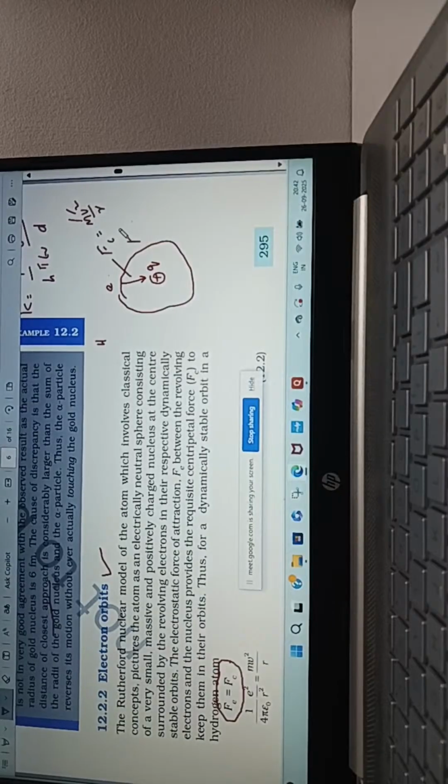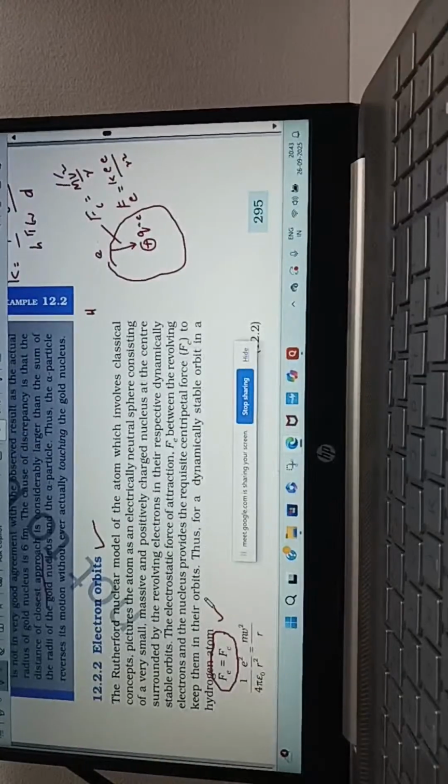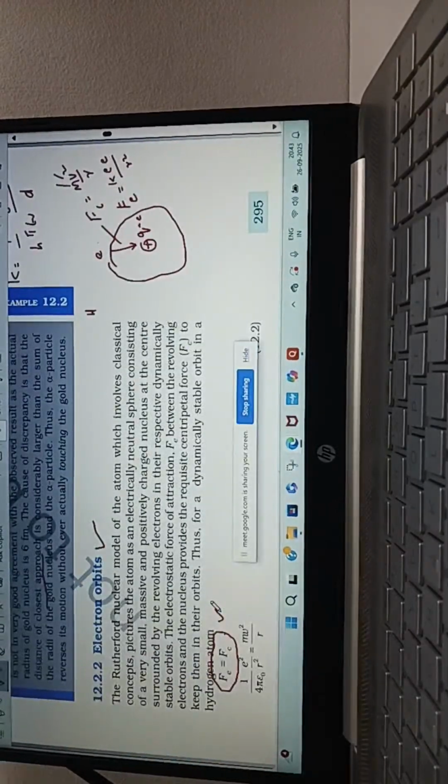And Fe, electrostatic force, that is Coulomb's law. K into Q1 Q2 by r square. Q1 means e into e. Both are e only. This Q also e, because proton charge and electron charge are the same. So e into e by r square. Correct? These two are equal. So you get this. Fine? Understood this point? Yes, sir.